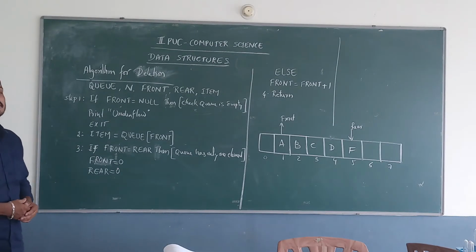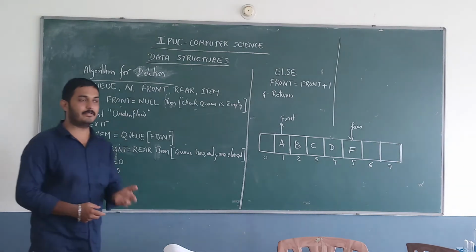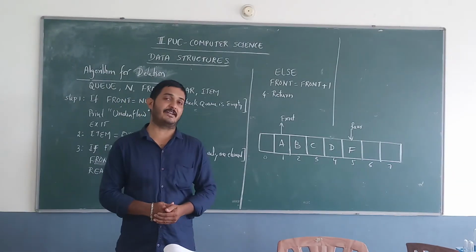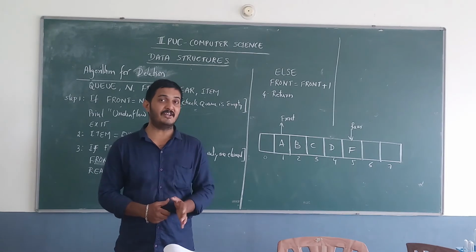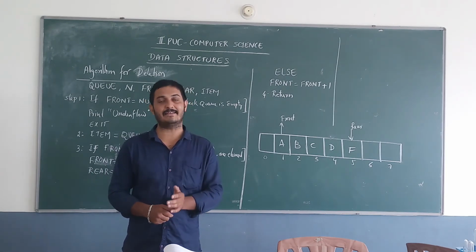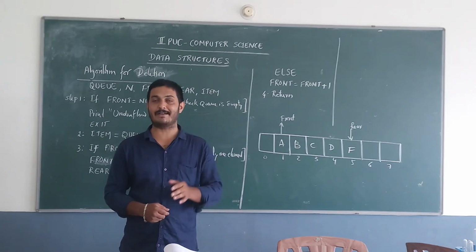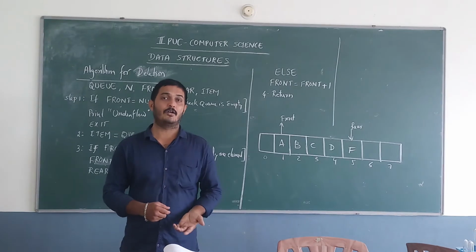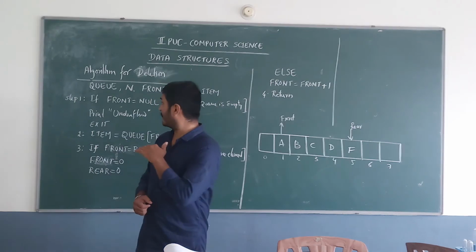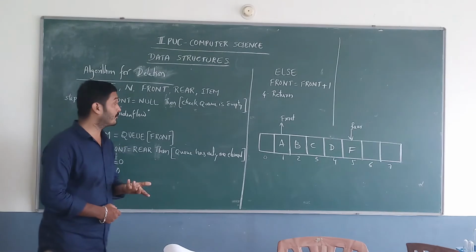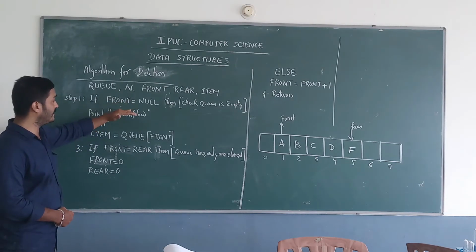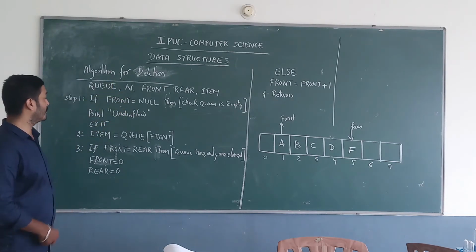The next concept is the algorithm for deletion. Whenever you are going to perform a deletion operation, there are two things that you have to check. First, we need to check whether the queue is empty or not. If it is empty, then it's not possible to delete an item, so it will automatically process underflow. This is about how to implement the delete operation in the algorithm for deletion.